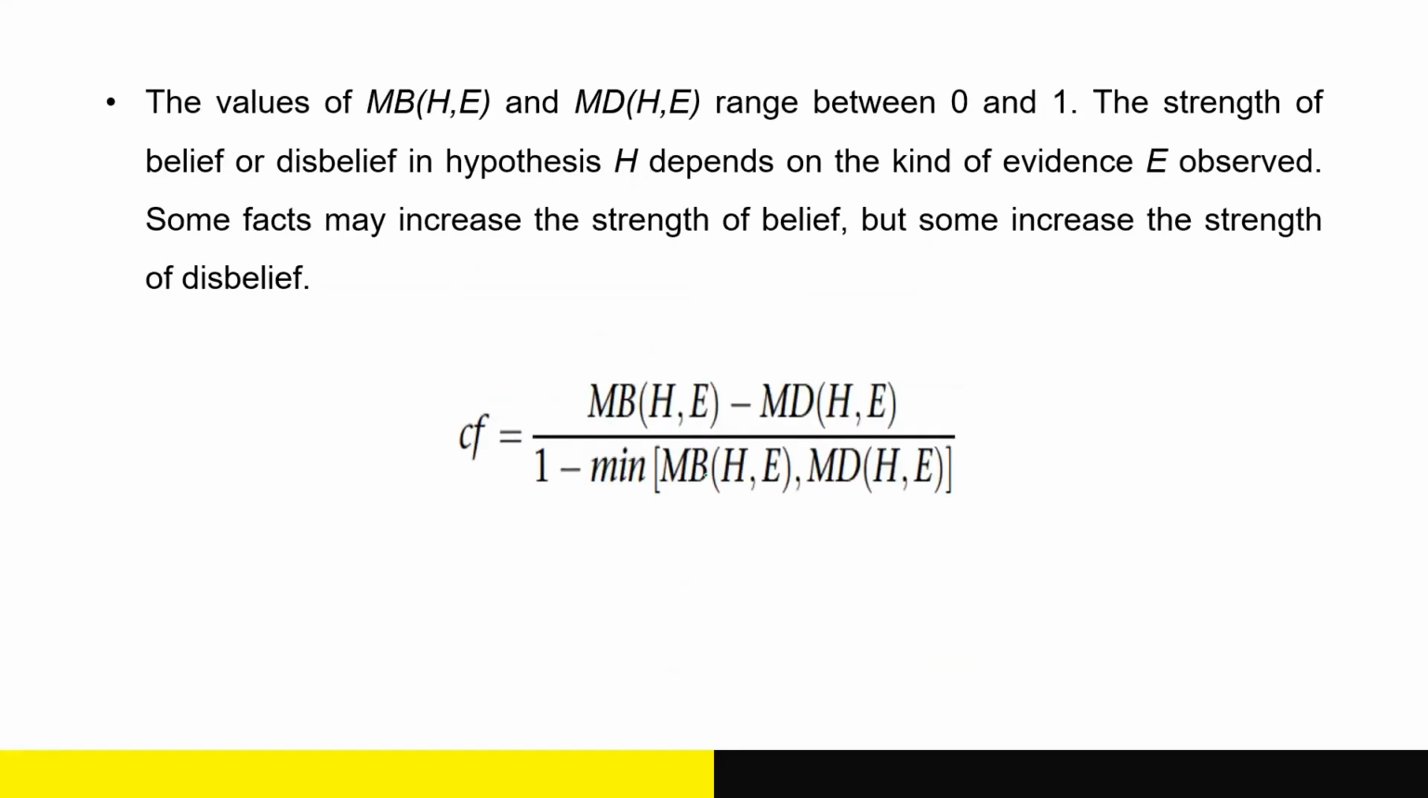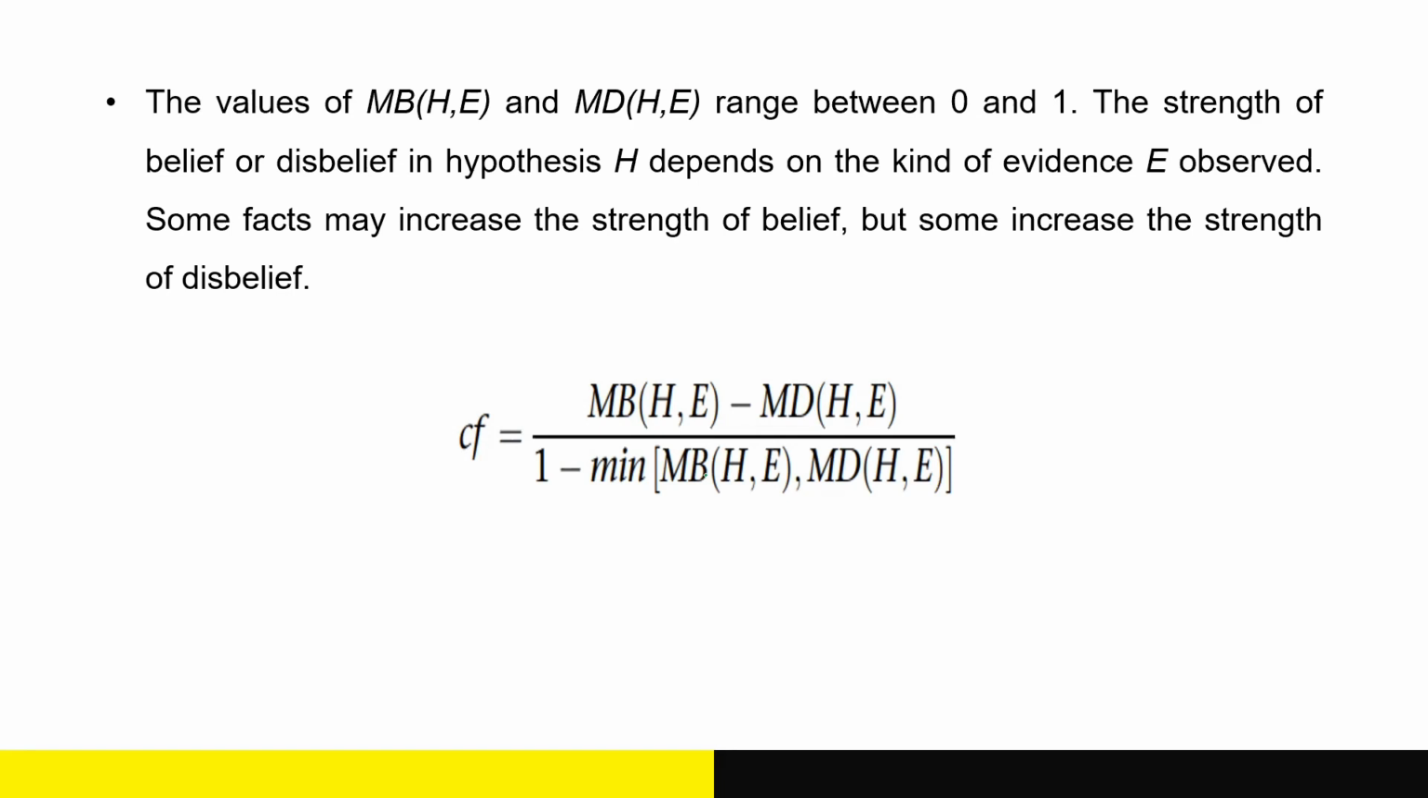So the values of measure of belief and measure of disbelief range between 0 and 1. The strength of belief or disbelief in hypothesis H depends on the kind of evidence E observed. Some facts may increase the strength of belief, but some increase the strength of disbelief. In other words, the output of these functions falls within the range 0 and 1. This range is often used in probabilistic context to represent degrees of belief or confidence.